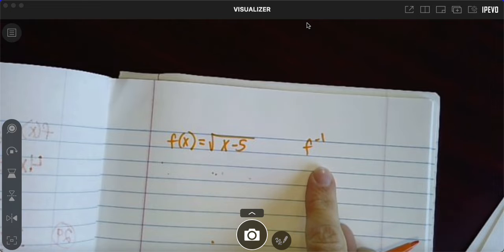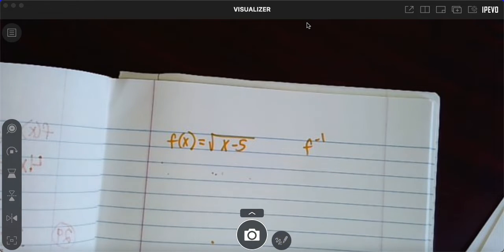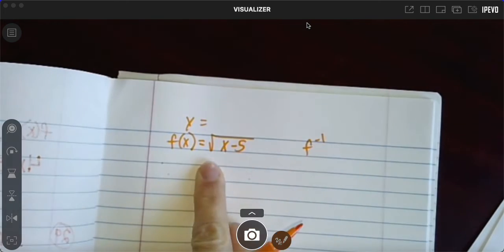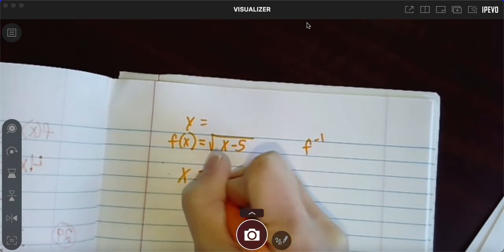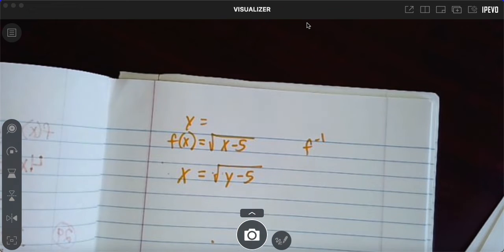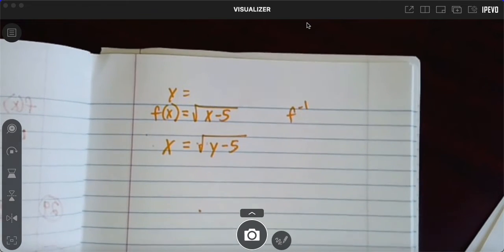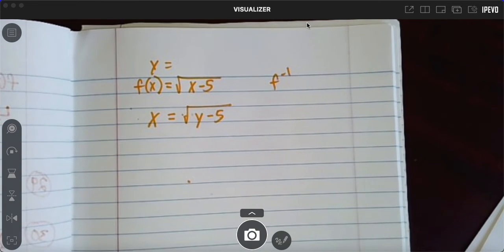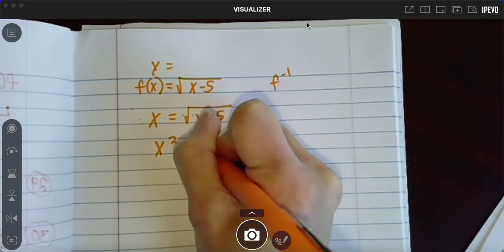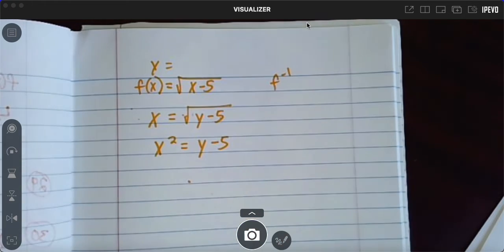So they want you to find the inverse function. That means switch them. So instead of y equals that, let's put x equals the square root of y minus 5. Is everybody good with that? This is finding the inverse. I switched them. Then what do I do to solve? Square. So I get x squared equals y minus 5. Then what?